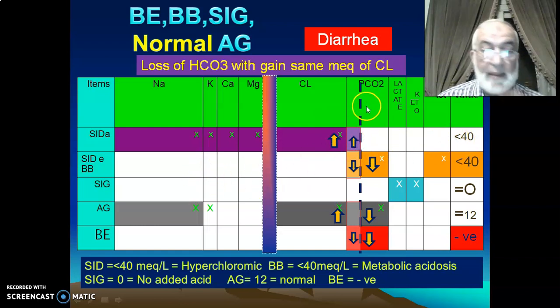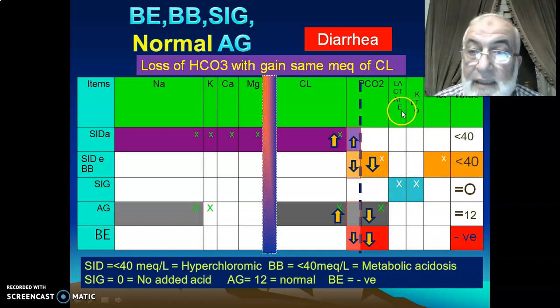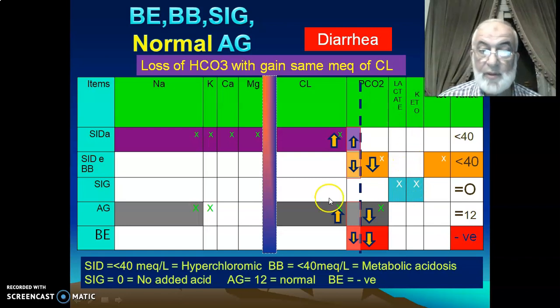When we come to the bicarbonate, there is a loss of bicarbonate. So the bicarbonate is decreased. So the buffer base will be less than 40. This is an acidosis. Did we add any of these fixed acids? There is no lactic acid or keto acids. So the strong ion gap, which is the difference between this and that, will be 0.